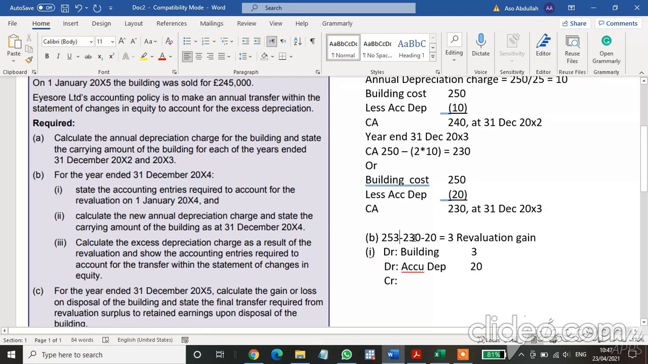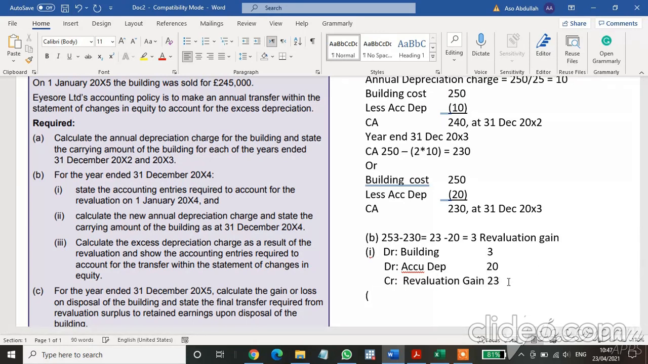Coming from here, because 253 minus 230 is equal to 23, then 23 minus 20 is equal to, so revaluation gain of 23,000. So this is A. Then we have to answer part B.